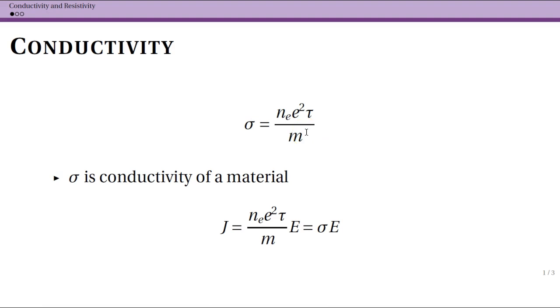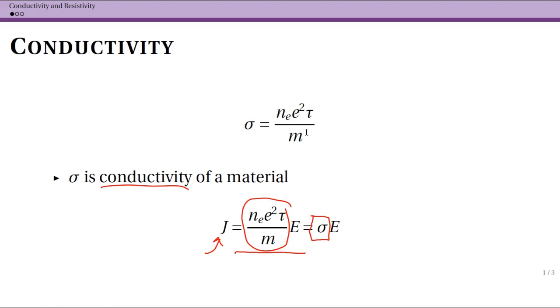Well, before we had our current density, remember J was current density, equaled this thing, which we said was actually a property of the wire, times our electric field. So what we've done is we've simplified all that stuff down to sigma. And sigma is the conductivity of a material.